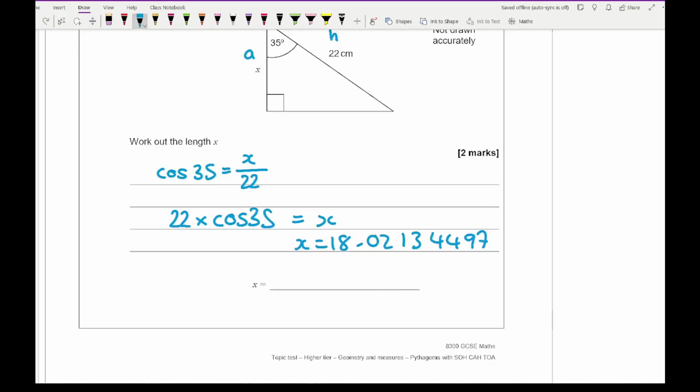So I'm going to write x equals 18.0 centimeters, and again don't forget to include the units, because usually if there is no mention of the units you'll get a mark for that, and that's been rounded to 1 decimal place.